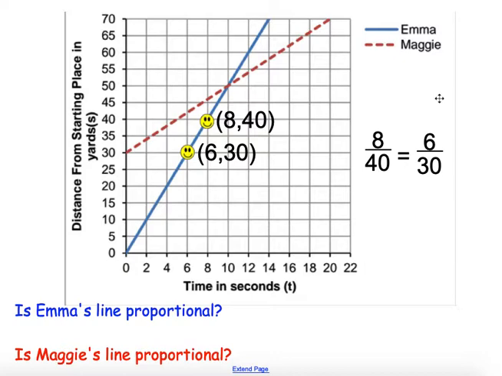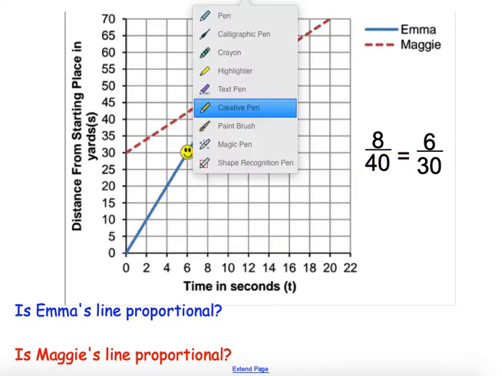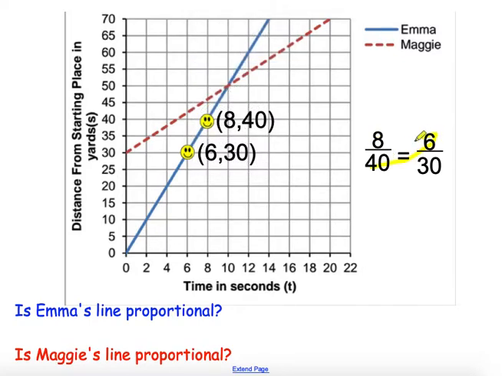All right, I literally plugged in 8 is to 40 and 6 is to 30. If I cross multiply, what do I get on each way? Do you guys agree with that? This is 240, and this is 240. So yes, you get 240 either way you go. So is Emma's line proportional? The answer is yes. Is Maggie's line proportional? No.